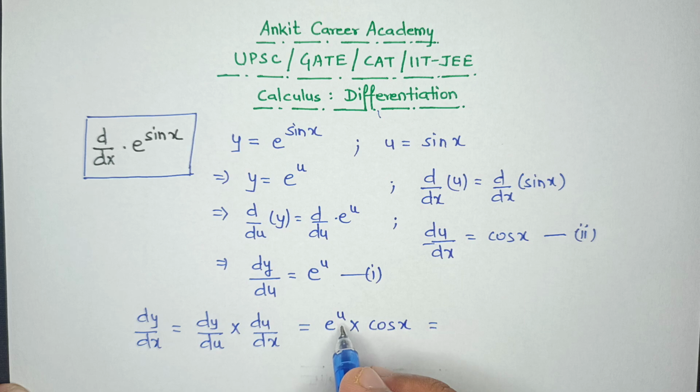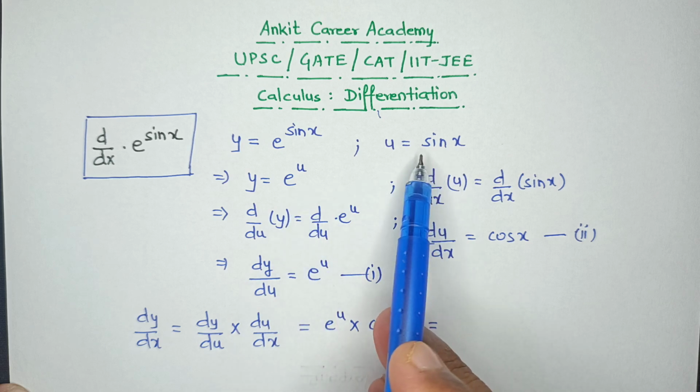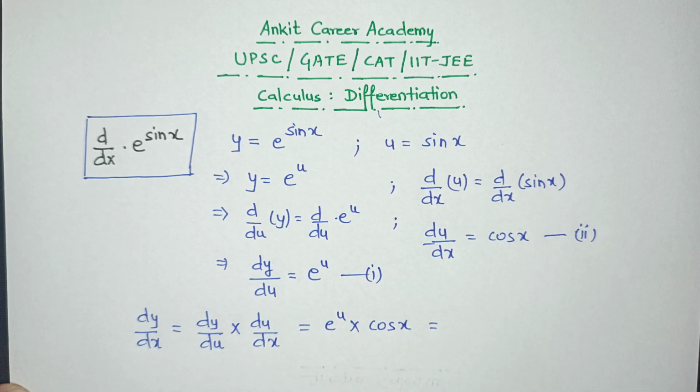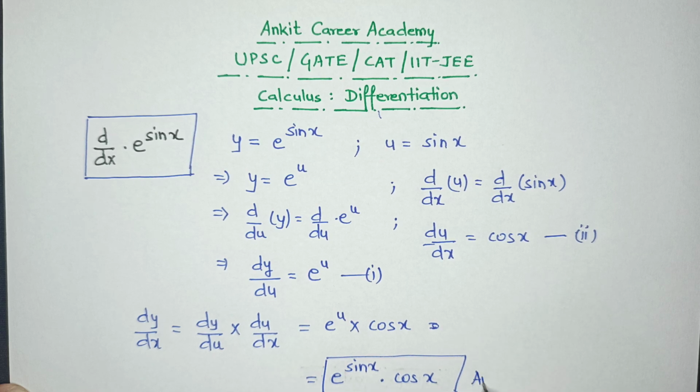But the variable u was introduced by us, whose value is sin x. So we resubstitute the value of u over here. So this turns out to be e raised to the power sin x multiplied by cos x. So this right here is the final answer that we were looking for.